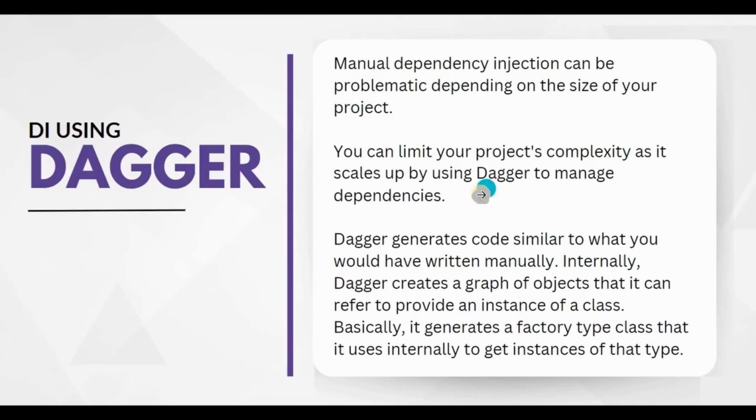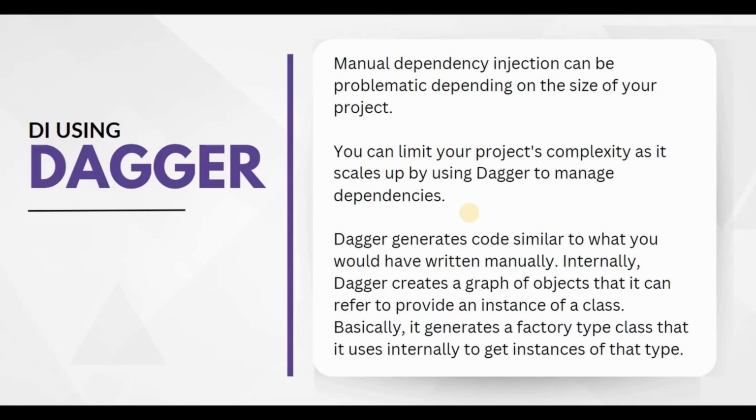So first, what exactly is Dagger? I kept the definition very simple to understand. So it says, manual dependency injection can be problematic depending on the size of your project. Obviously, see, having 3 to 5 classes depending on one class, that is fine to handle, right? But there will be projects where we will have 100 of classes depending on one class. Now that is difficult to handle, right? And that's when Dagger comes into the picture.